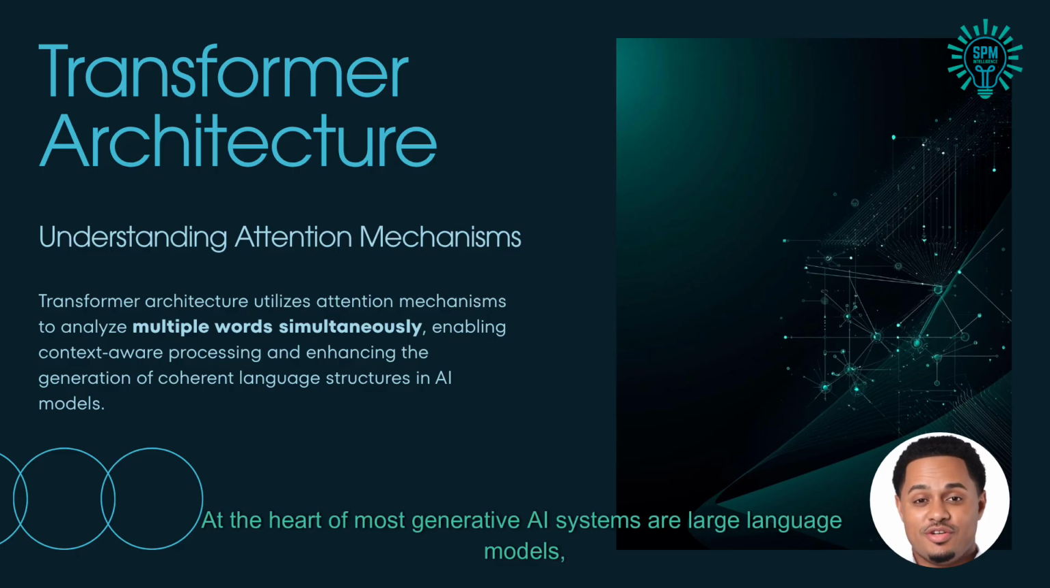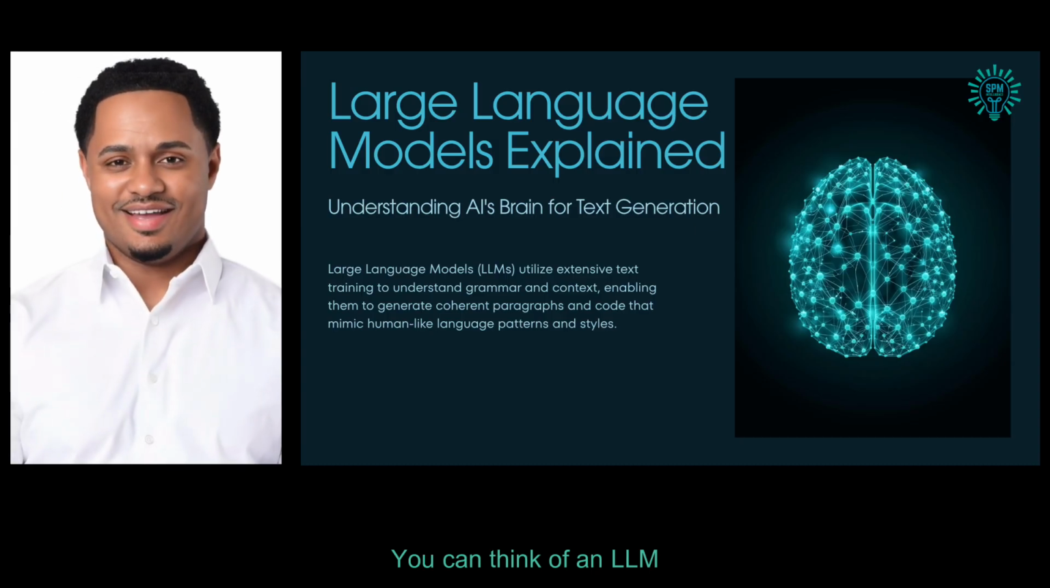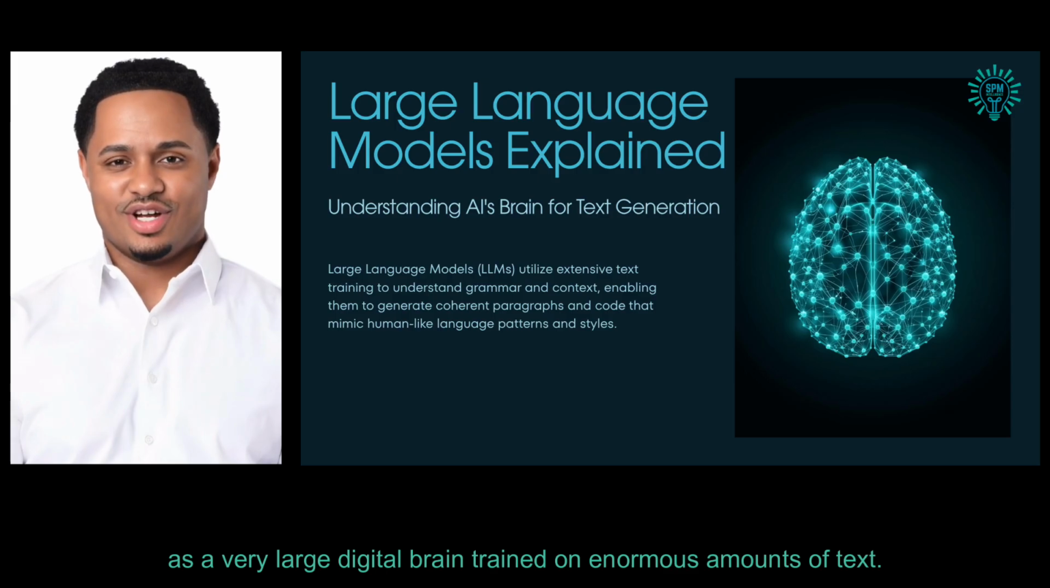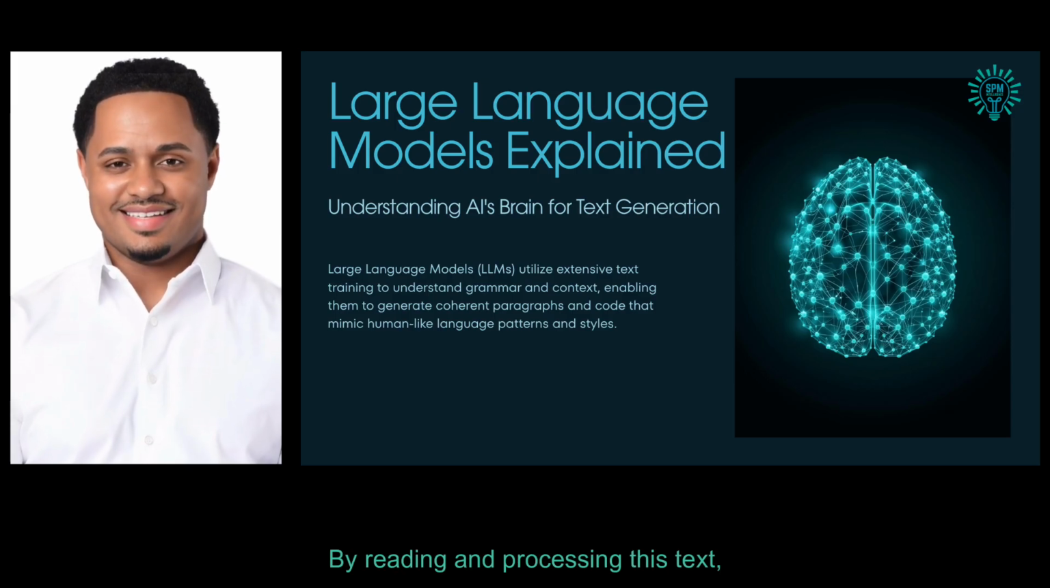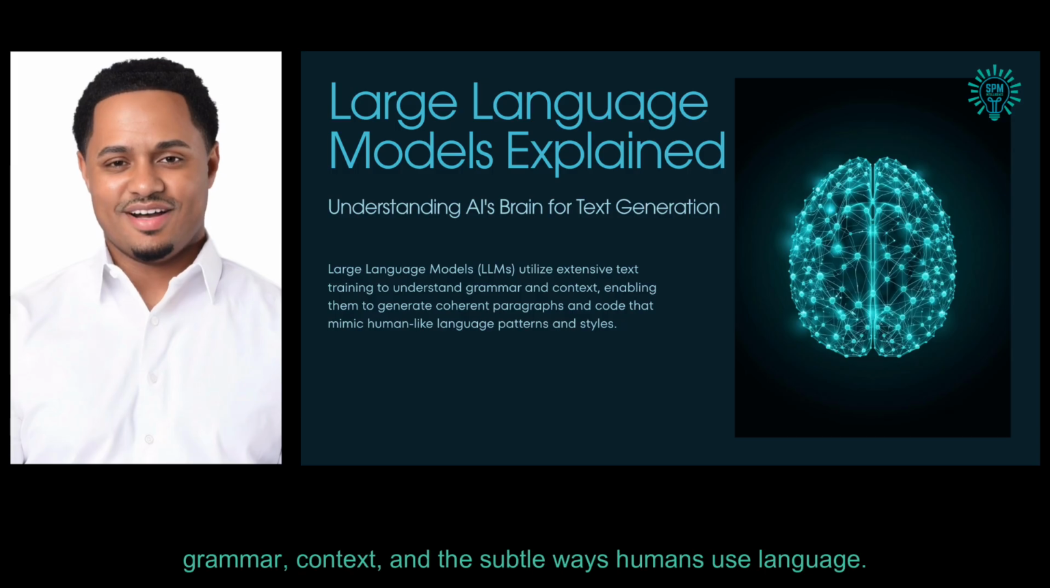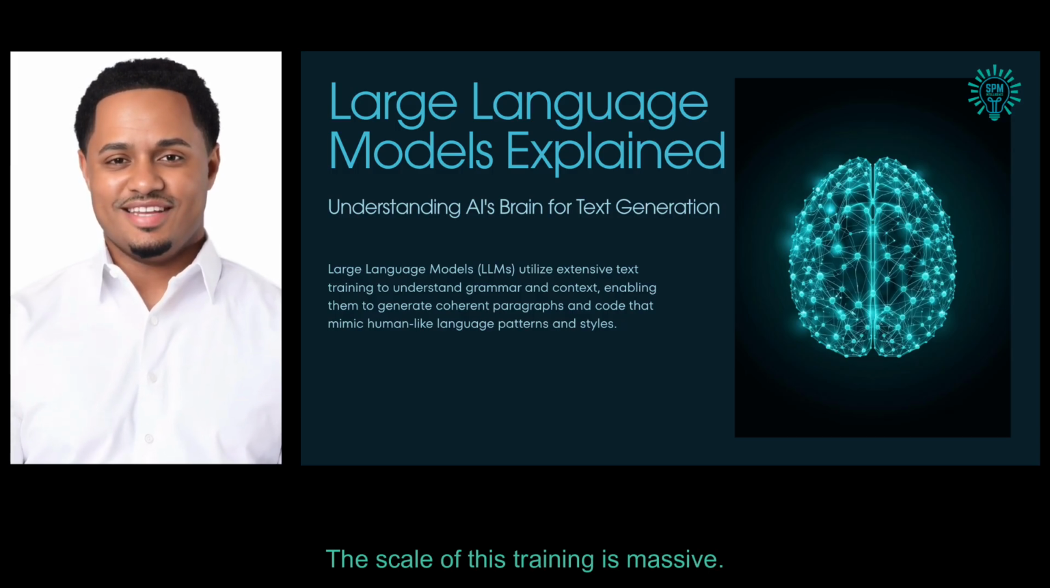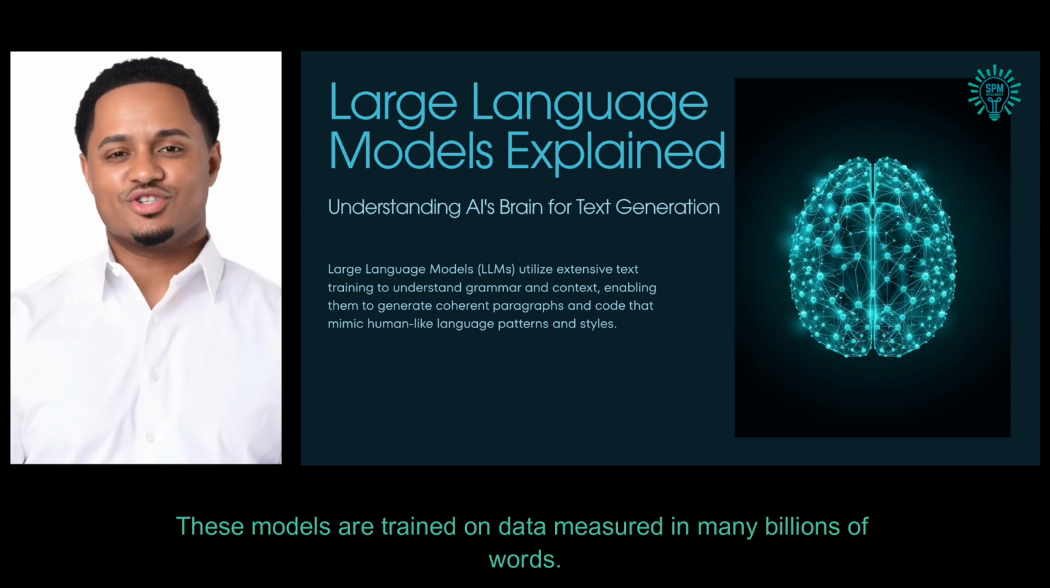At the heart of most generative AI systems are large language models. You can think of an LLM as a very large digital brain trained on enormous amounts of text. By reading and processing this text, it learns patterns, grammar, context, and the subtle ways humans use language. The scale of this training is massive. These models are trained on data measured in many billions of words.